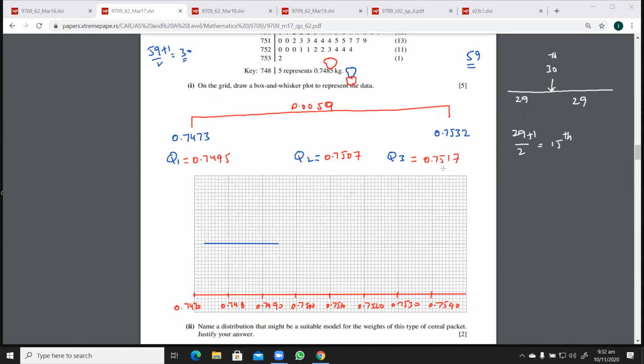And the upper quartile is 0.7517. 0.7520, 19, 18, and here it is. You have to draw this very carefully.